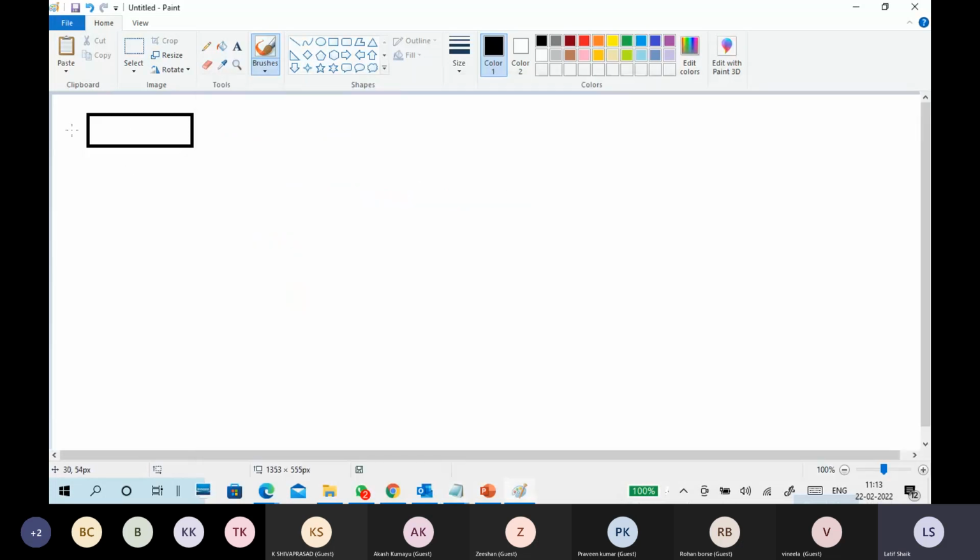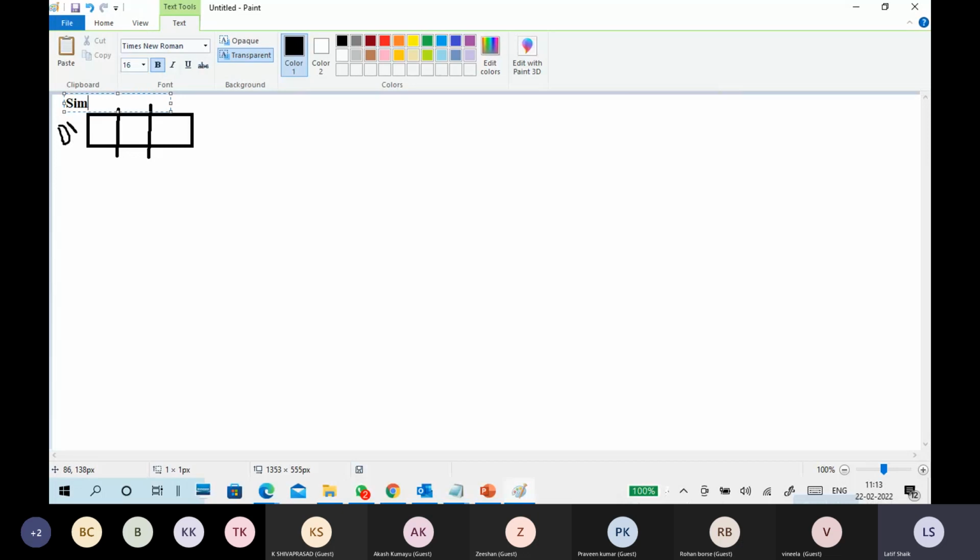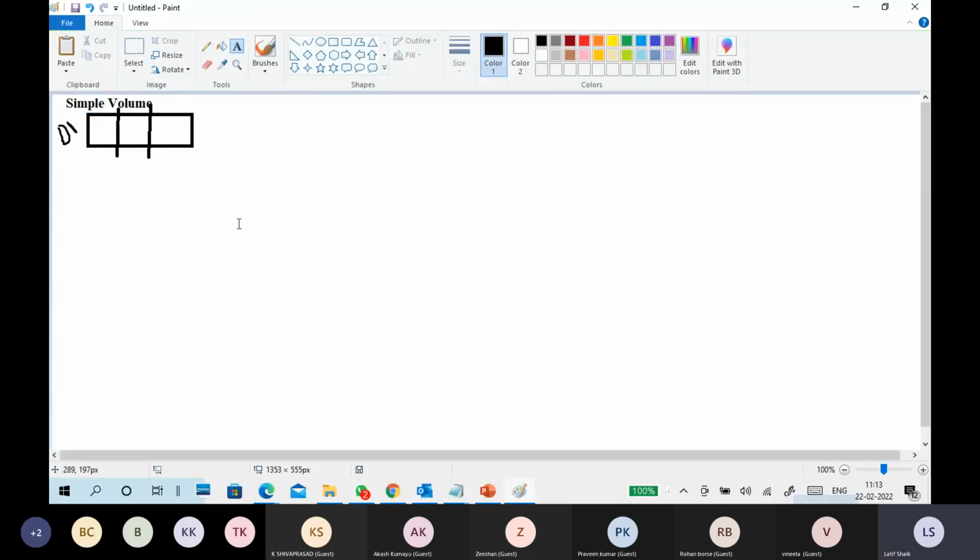So this is a disk, guys. This is my disk one, and I create a partition like this. It's a single disk. In this disk I'm creating a partition, so that is called a simple volume. That's it. Next, another one shown here is the spanned volume.